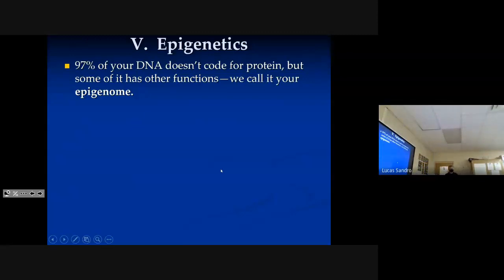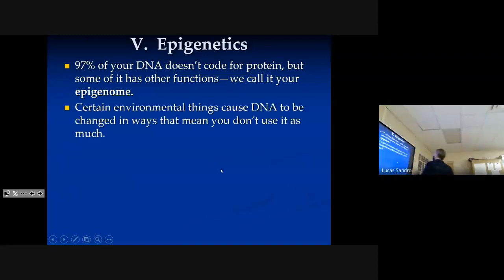And we've actually given all that non-coding DNA a name. We call it your epigenome, which, your genome is all your DNA, right? Well, your epigenome, that means your DNA on top of your DNA. We don't know that much about what it does yet. But we do know that it breaks a lot of the rules that we thought were true about evolution.